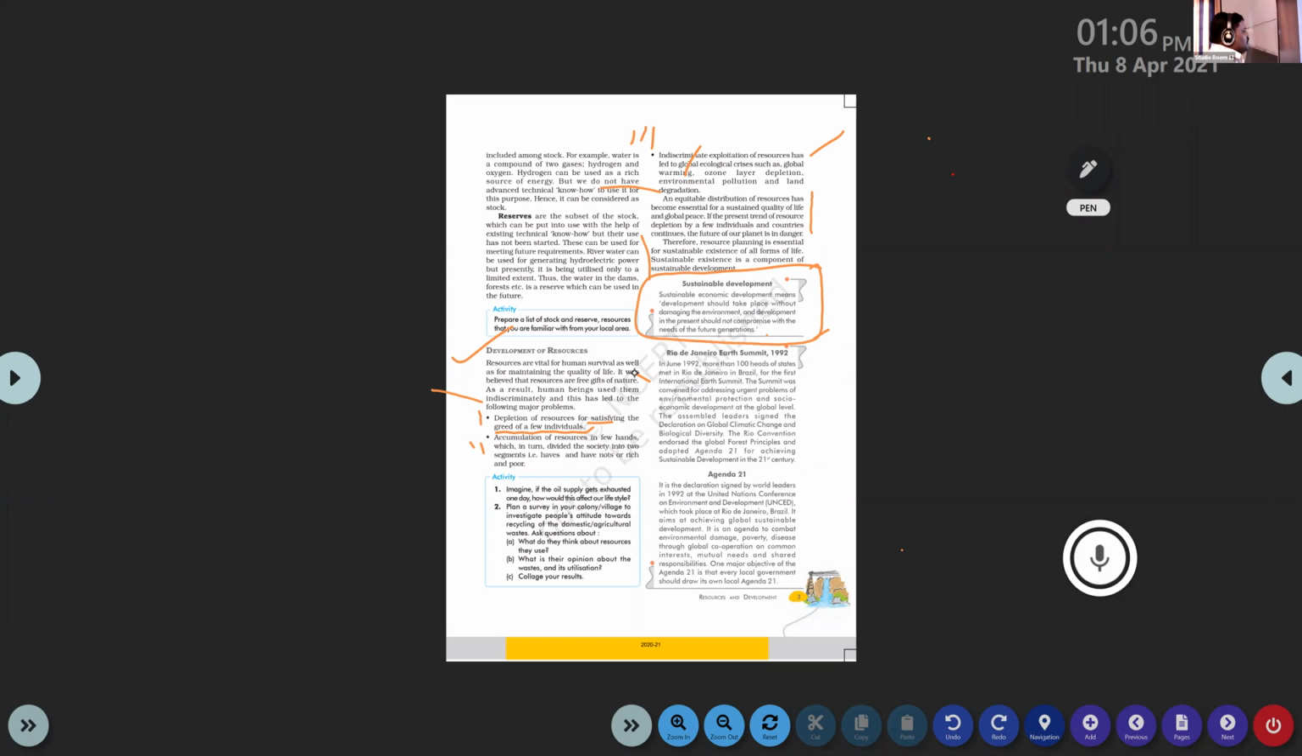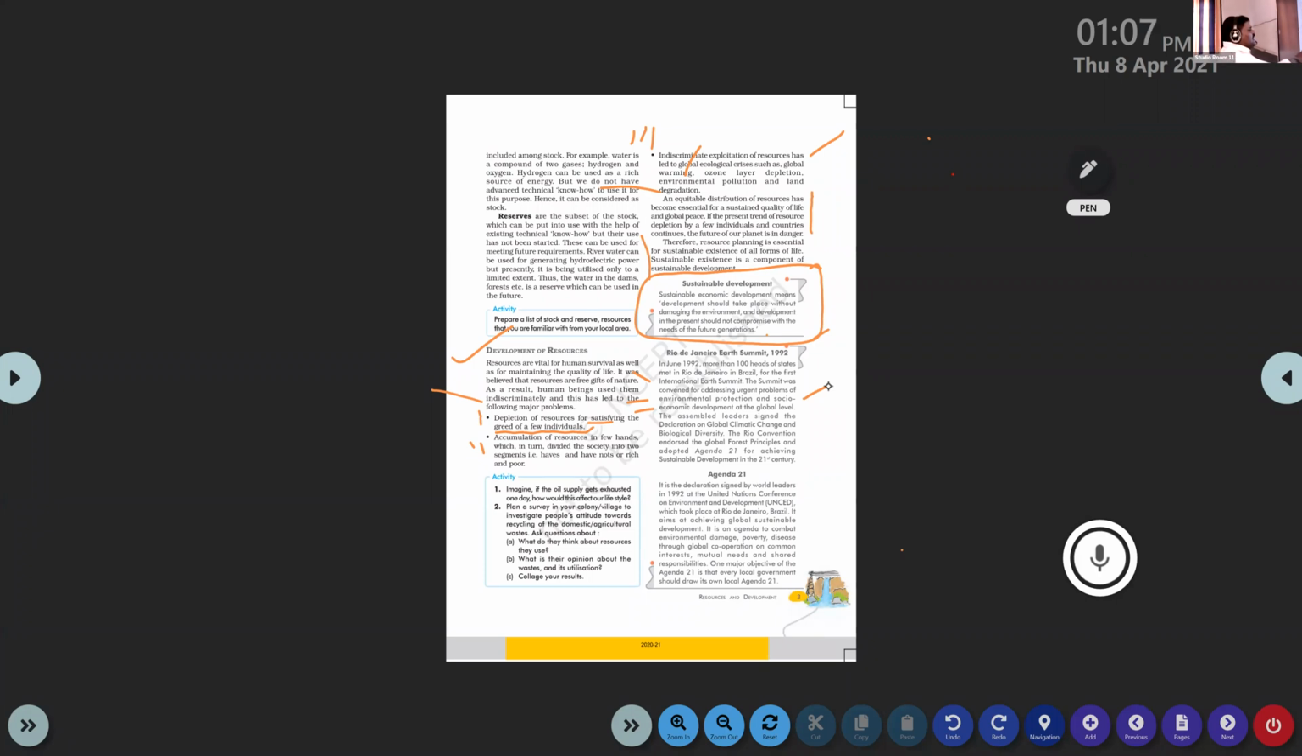Correct. The summit was convened for addressing urgent problems of environmental protection and socio-economic development at the global level. What is the agenda for this meeting? To discuss the very important problems related to environmental protection and socio-economic development. Society wants to develop, almost all the countries want to achieve economic development, and at the same time want to protect the environment. So they met there to discuss all these problems.